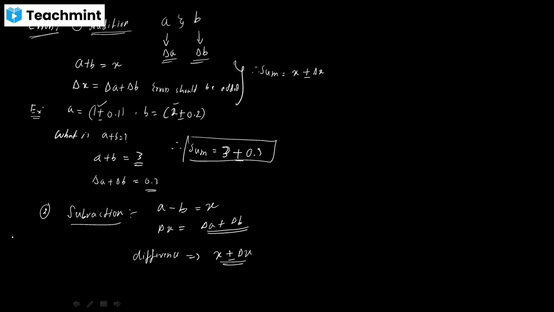Let us take an example now. A is equal to 4 plus or minus 0.4. B is equal to 2 plus or minus 0.2. Now what is a minus b? X is equal to a minus b, how much, students? 4 minus 2. Answer is 2. Yes, we got it. What is delta x? Always add the errors. 0.4 plus 0.2. Answer is 0.6. Correct.